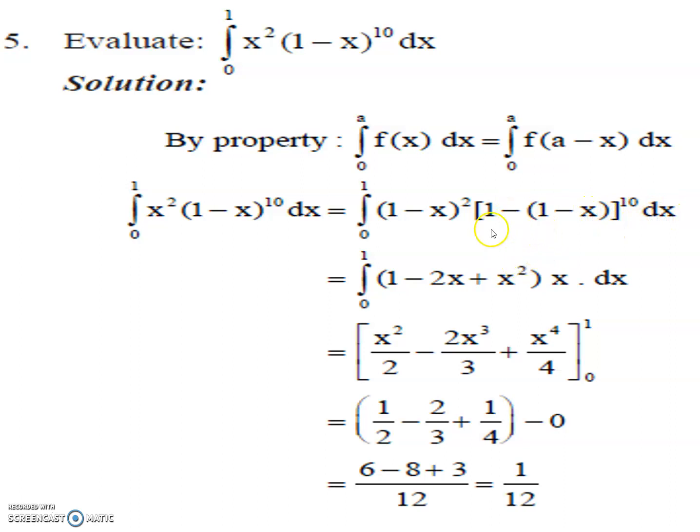Now the simplification starts. 1 minus 1 gets cancelled. (1 minus x) whole squared is obviously 1 minus 2x plus x squared, and the 1 minus 1 is cancelled, so x raised to 10 remains. That's why we multiply and integrate to get x squared upon 2 minus 2x cubed upon 3 plus x raised to 4 upon 4. Simplification: 1 upon 2 minus 2 upon 3 plus 1 upon 4 minus 0. Substituting the values, 6 minus 8 plus 3 upon 12. So we evaluate 1 upon 12 as the final answer.